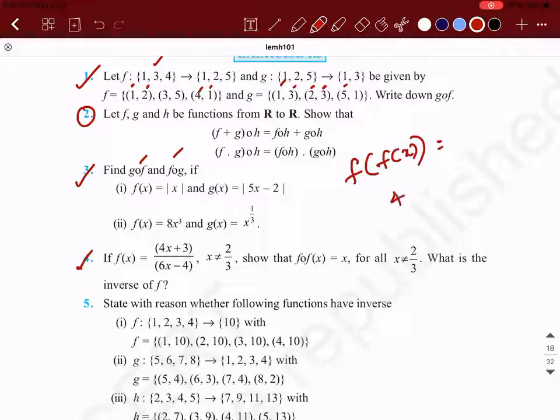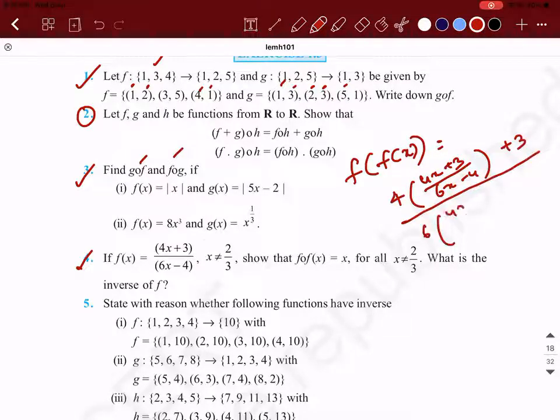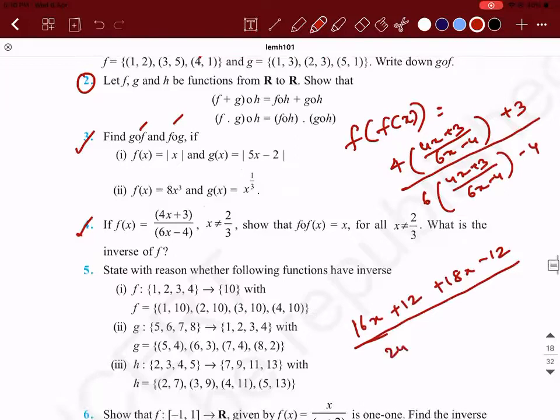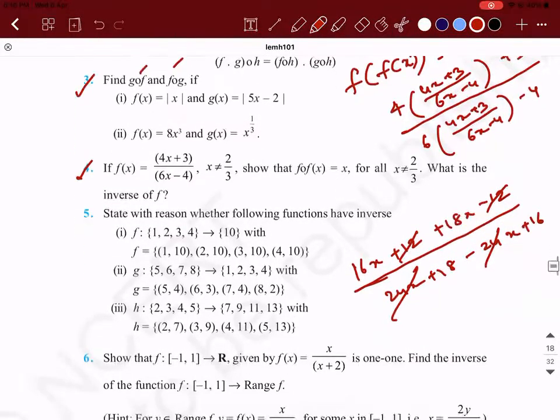F of x is 4 into, in the place of x, you will substitute 4x plus 3 divided by 6x minus 4, plus, you already have a 3, divided by 6 into 4x plus 3 by 6x minus 4 minus 2. So how much will this be? 16x plus 12 plus 18x minus 12 divided by 24x plus 18 minus 24x plus 16. 24x gone. 12 are gone. 18 plus 16 is 34x divided by 34. Cancel it. You will get the value of x.